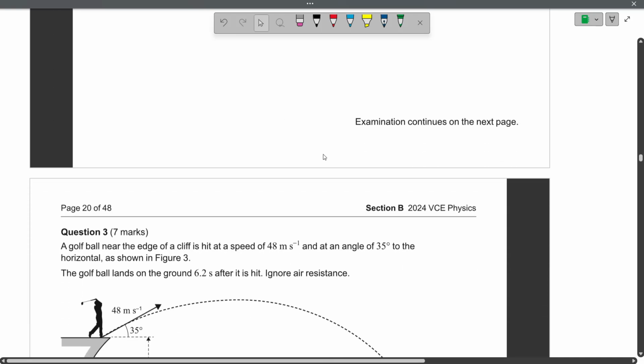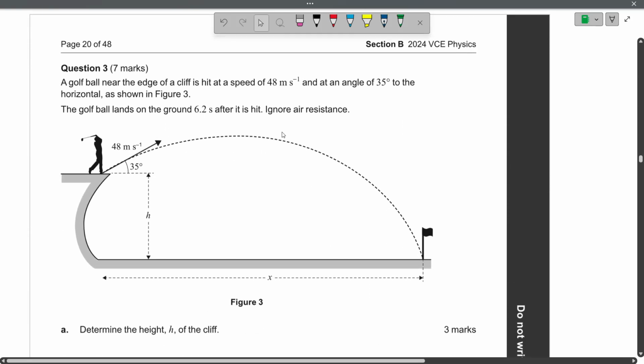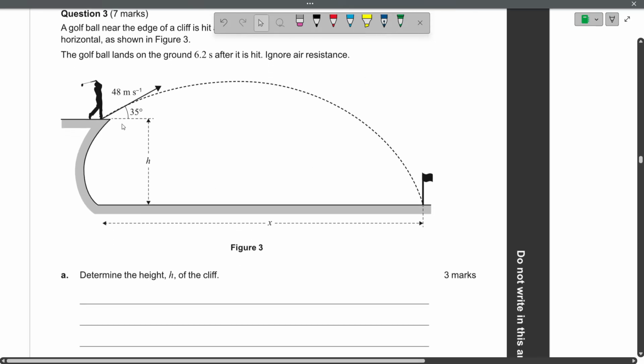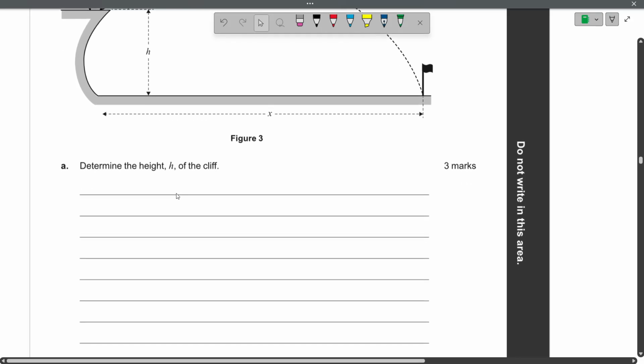That's it for question 2. Question 3. This seems to be a projectile motion question. A golf ball near the edge of a cliff is hit at a speed of 48 meters per second and at an angle of 35 degrees to the horizontal, as shown in figure 3. The golf ball lands on the ground 6.2 seconds after it is hit. Ignore air resistance. So we're up here on the cliff, hit the ball, and it goes over there. Determine the height h of the cliff.